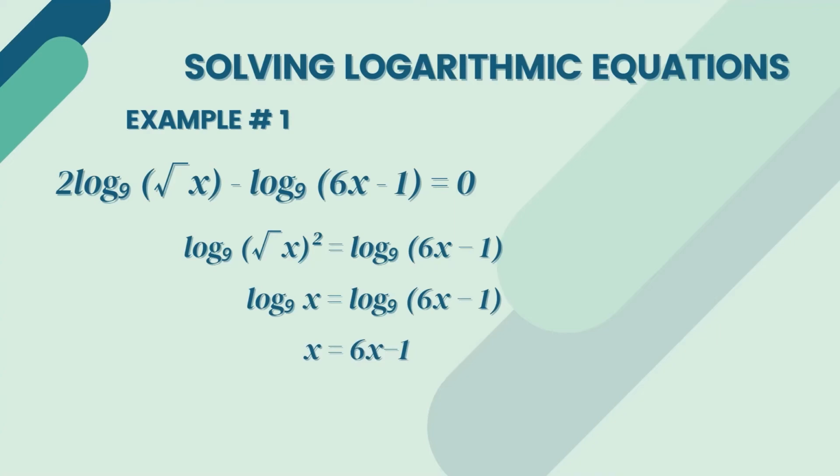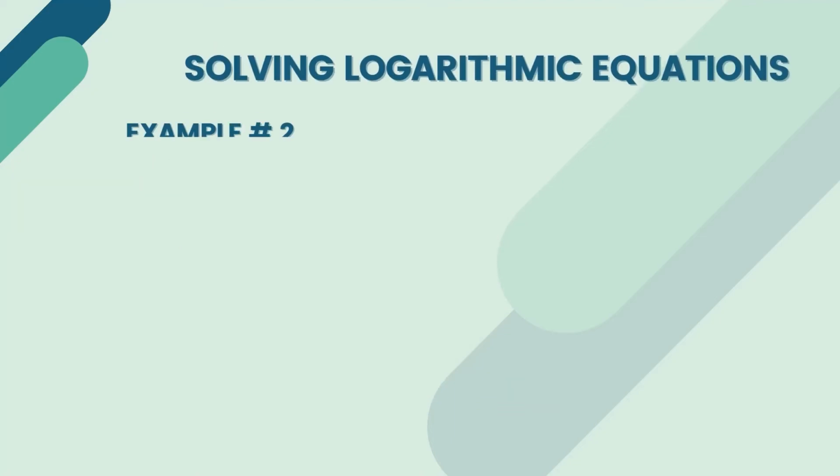So combine like terms, 6x and negative x, which results to 6x minus x equals 5x. Then we can simplify it by dividing 5 on both sides, so our final answer would be x equals 1 over 5. Example number 2.